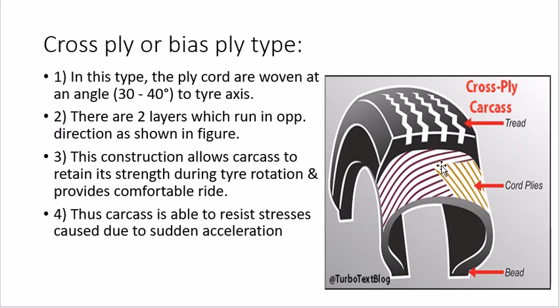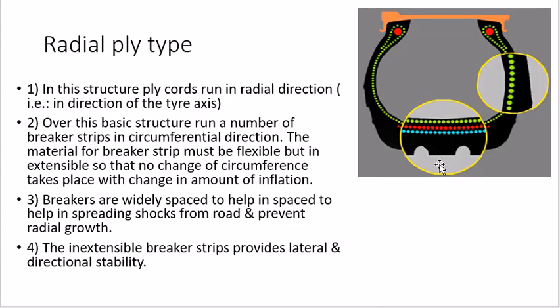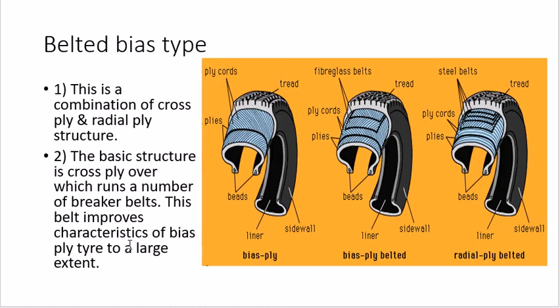But nowadays, radial type tires are more efficient. They are quite costly, but people are still using them. In this structure, you can see the cords are moving in a radial direction, to and fro, on the tire. The basic feature of this tire is that the inextensible breaker strip provides lateral and directional stability. So when you are taking a turn, it gives you lesser resistance. The last one is belted type.